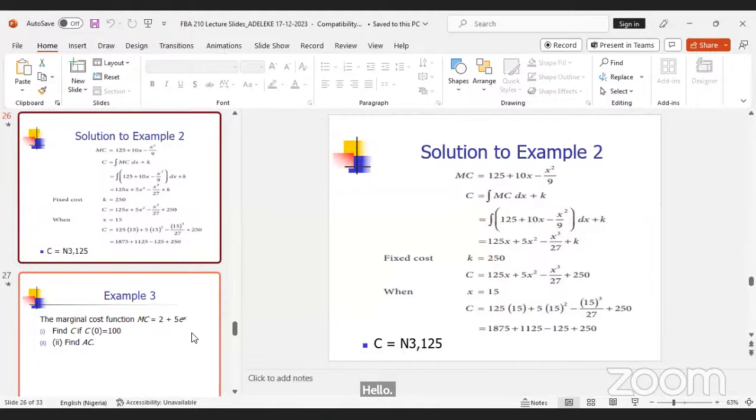Why are we adding k? Remember, it is an indefinite integral, so we add a constant. Yes. So it is as straightforward as this. So if you have questions, please ask your question.